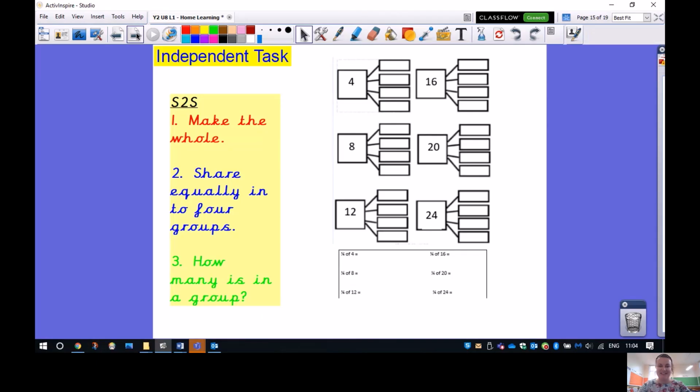It's time for your independent task. You've got 6 part-whole models. You're going to be finding quarters. Make the number in pasta and then divide it into 4, shared equally, and then count how many is in each group. You can write the answer at the bottom of the sheet where the calculation has been written out for you.